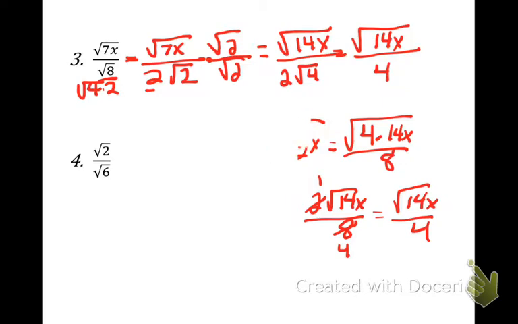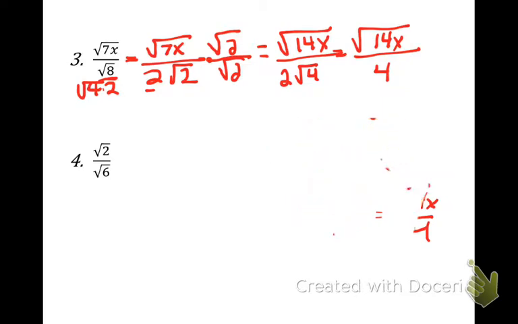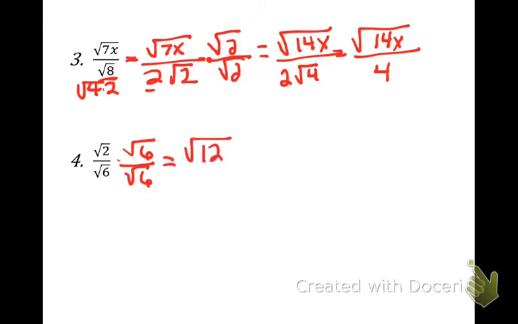So looking at the next problem, again, this one has 2 ways to do it. I'm going to do the longer way first because many of you might not recognize what I'm going to do the second time. So we want to rationalize, so we need to get rid of the square root of 6 on the bottom, so I'm going to multiply by the square root of 6 over the square root of 6, which gives me the square root of 12 over 6.